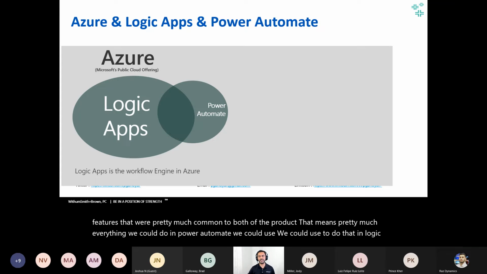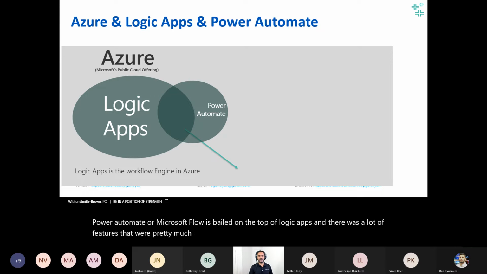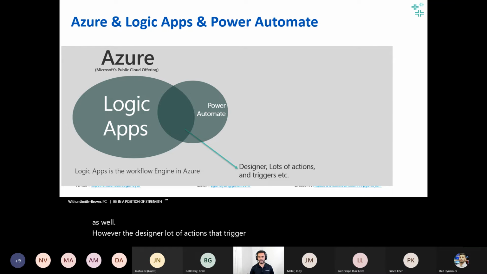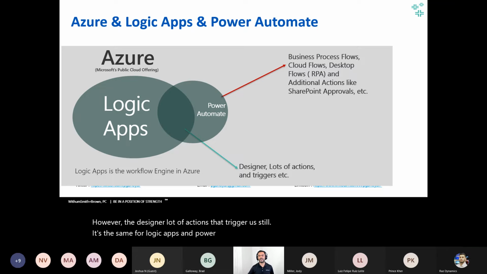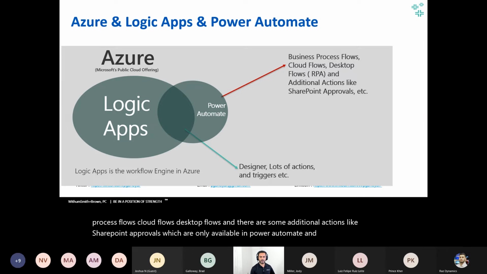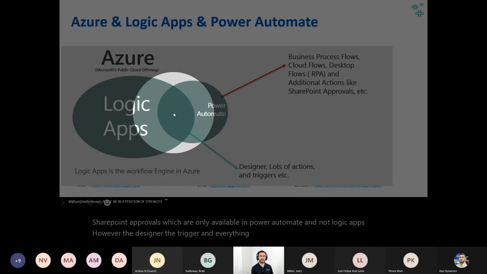However, over the course of the last 5 years, Power Automate added its own feature sets as well. However, the designer and a lot of actions and triggers are still the same for Logic Apps and Power Automate. Power Automate now has some additional actions and additional things we can do. For example, we can create business process flows, cloud flows, desktop flows, and there are some additional actions like SharePoint approvals, which are only available in Power Automate and not Logic Apps. However, the designer, the trigger, and everything else is still common between Logic Apps and Power Automate.